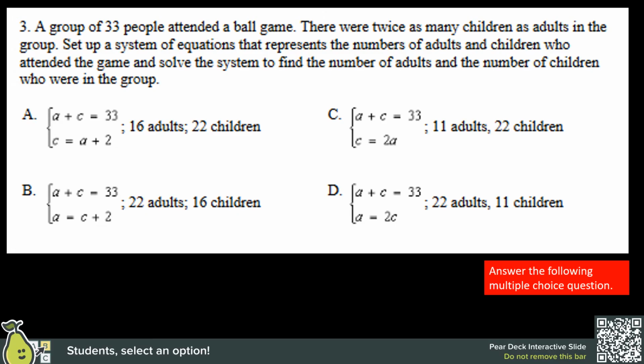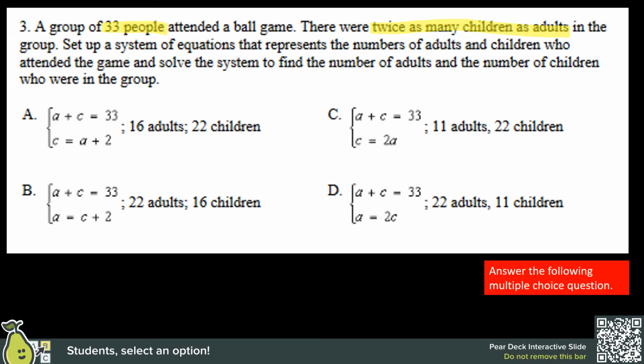So this first problem says a group of 33 people attended a ball game. There were twice as many children as adults. Okay, so I'm going to go ahead and pause there because I feel like that's important. Can we get information like that? So twice as many children as adults in the group. And let's go back, and they said 33 people. Set up a system of equations that represents the number of adults and children who attended the game, and solve the system to find the number of adults and children who are in the group.